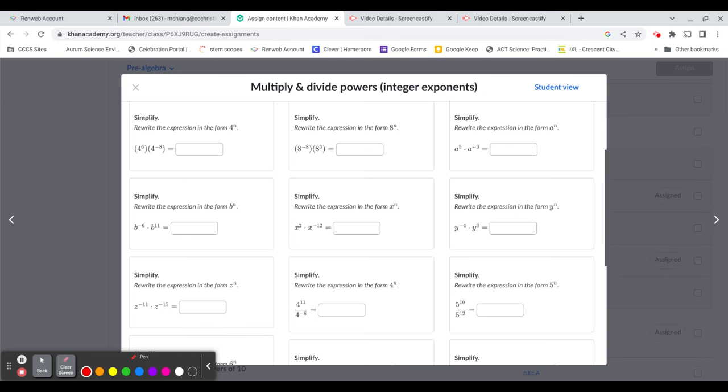Now we are looking at multiply and divide powers with integer exponents. Same idea. It's just with negative number, basically. So the first question, 4 to the power 6 times 4 to the power negative 8. It's multiplying powers. So when we're multiplying with the same base, you add the power up. So 6 plus negative 8.